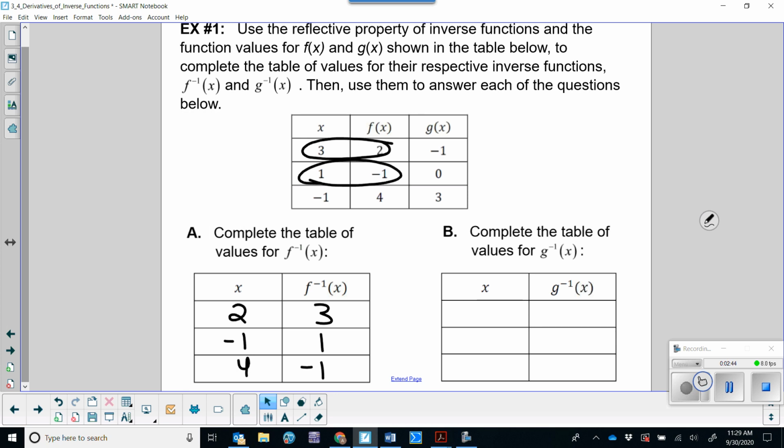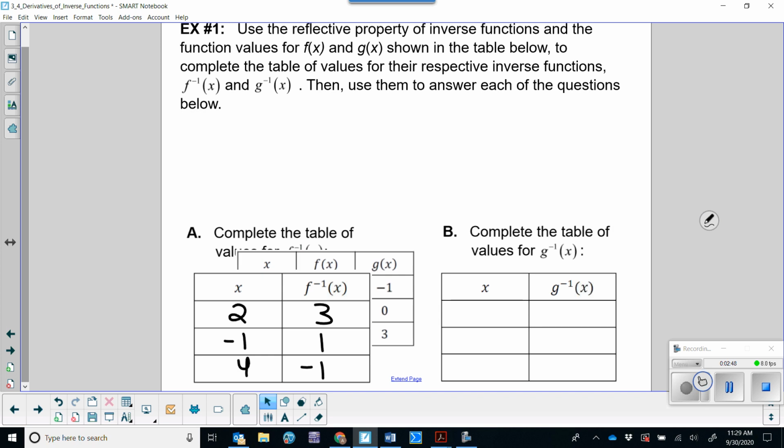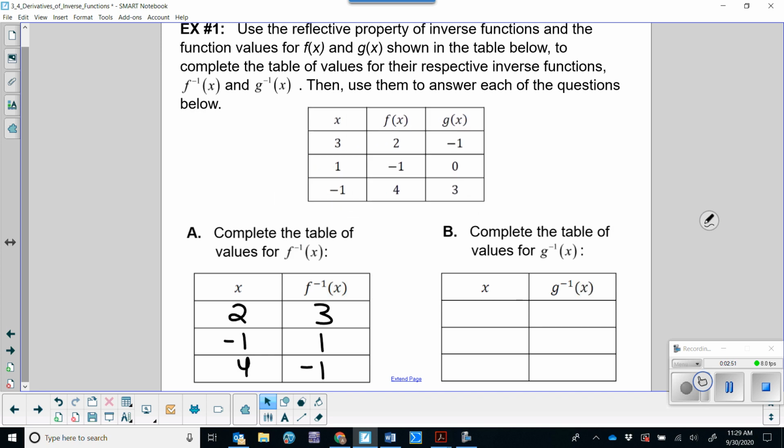That's what switches it. So we would do the exact same thing for g here. So again, you look at your x and your g of x, and then we're going to make this the x and this the y, or the g inverse. Okay, so basically you're switching x and y. So we do that for all the points, and we just switch them for the direction that we go.